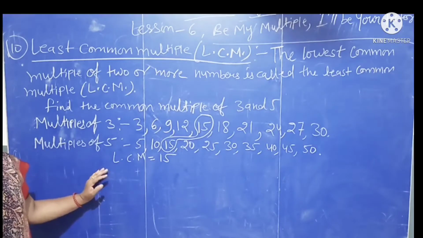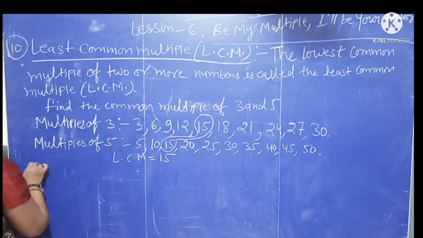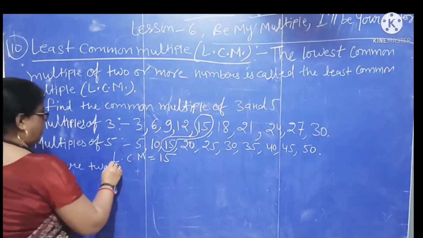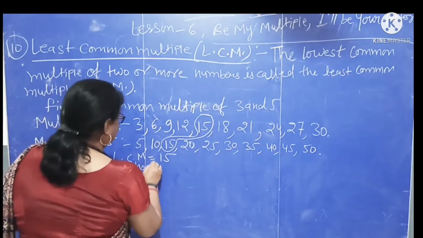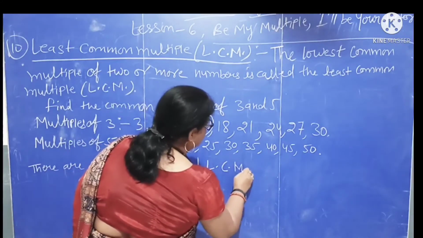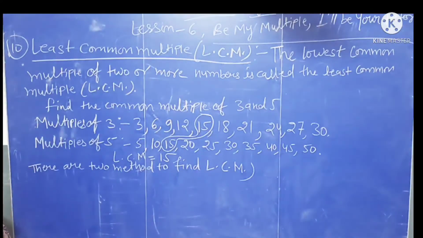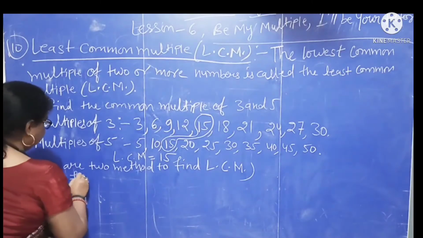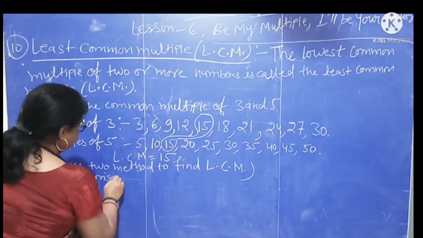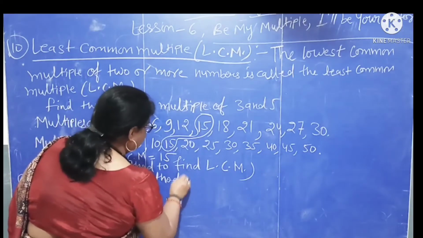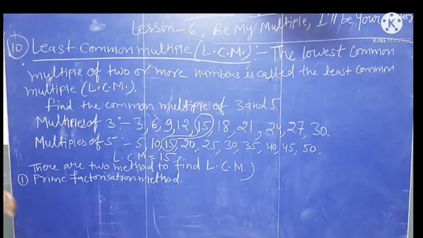There are two methods to find LCM, the least common multiple. First, the prime factorization method. And second is the long division method. First we find the LCM by the prime factorization method.